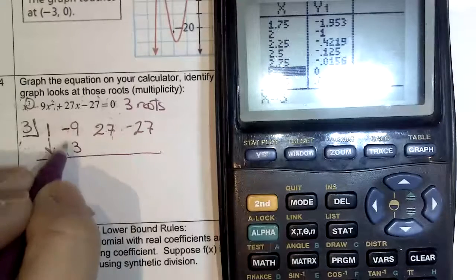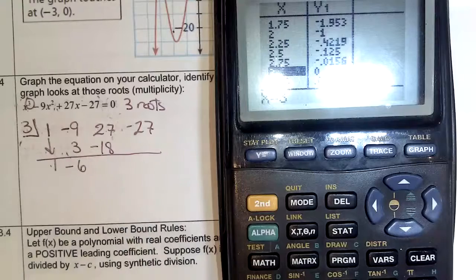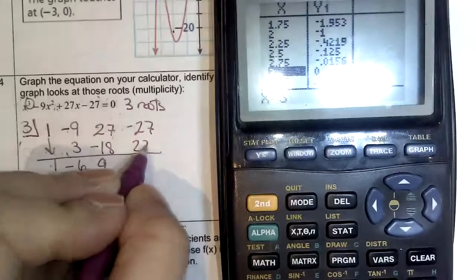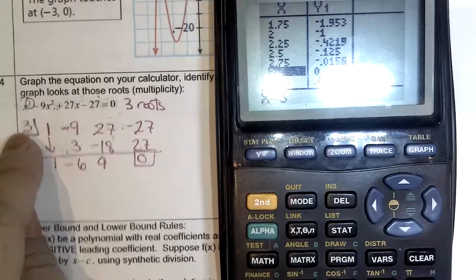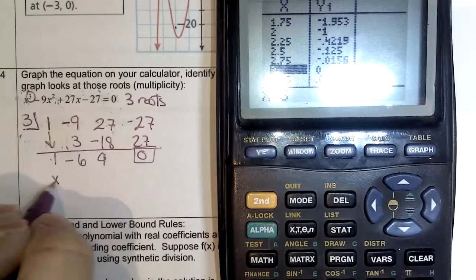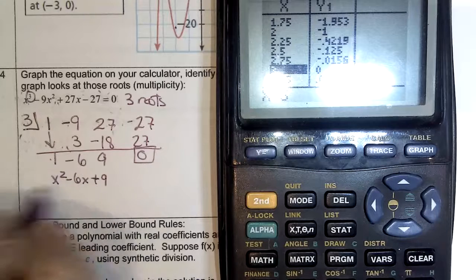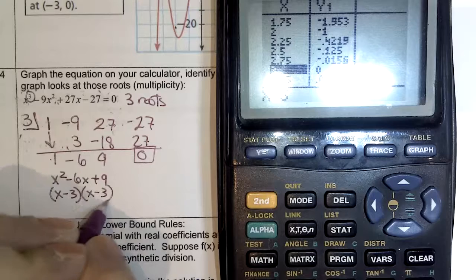3 times 1 is 3. It's -6. 3 times -6 is -18. 27 minus 18 is 9. 3 times 9 is 27, and I get 0. So we know that 3 is a root. Now we're left with x squared minus 6x plus 9. If I factor this, I get x minus 3 and x minus 3.